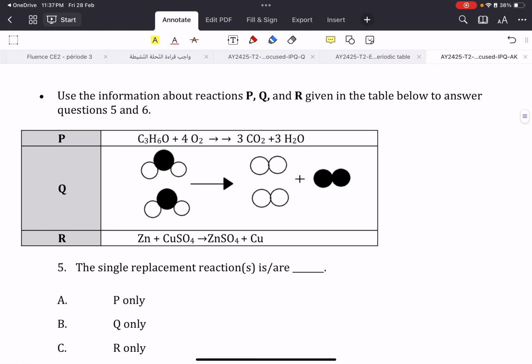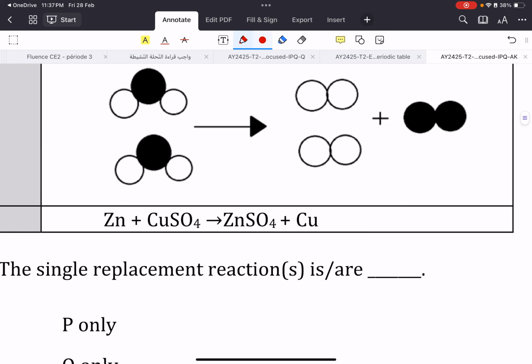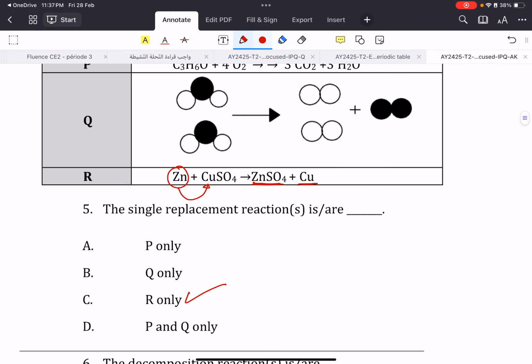Use the information about reactions P, Q, and R in the given table to answer the questions. The single replacement reaction is R. A single replacement reaction is when I have an element that will replace a metal in a compound. So here is a compound and I have a single metal that we are planning to check if it can replace copper. Obviously zinc took the place of copper with sulfate and now copper is alone. So this is the single replacement reaction.